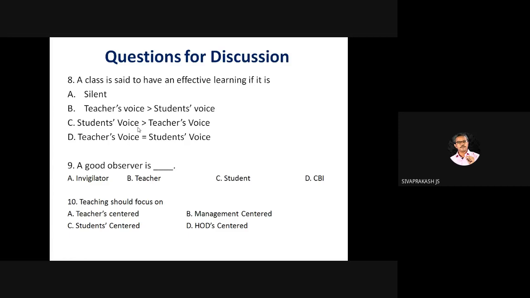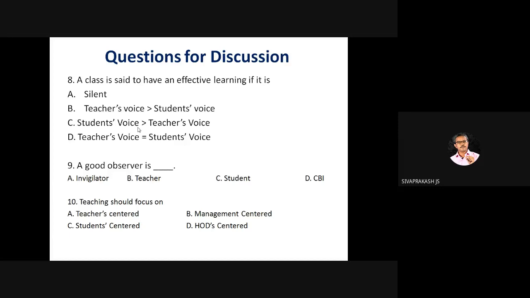Question number 9. A good observer is dash. Is that an invigilator? Is that a teacher? The third option is student. The fourth option is a funny option, but it happens to be CBI, the Central Bureau of Investigation, investigators.